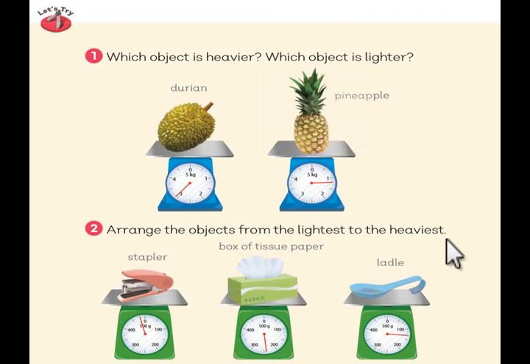Number two, arrange the objects from the lightest to the heaviest. We have stapler, box of tissue paper, and ladle. Can you arrange from the lightest to the heaviest? Which one is the lightest: stapler, box of tissue paper, or ladle? And which is the heaviest?